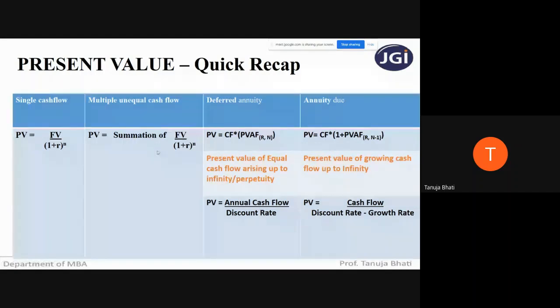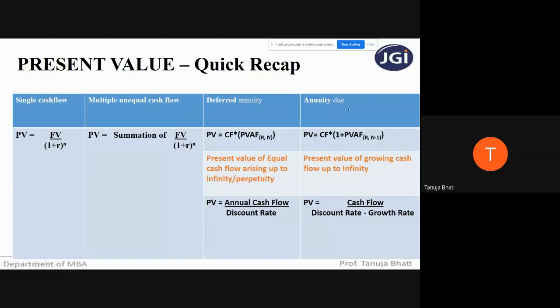Again, when you're using the tables, you have to use the table of a single cash flow, because first you're calculating individually for each year and then taking a total. So for single cash flow and multiple unequal cash flow, you have to take table number 3. Next, we have seen deferred annuity, that is how to calculate present value of a deferred annuity, and annuity due. For deferred annuity, again, it is a very simple formula. You have to do cash flow into present value annuity factor. This factor you will find in table number 4, which can be found out by using R and N, rate of interest given horizontally and number of years given vertically.